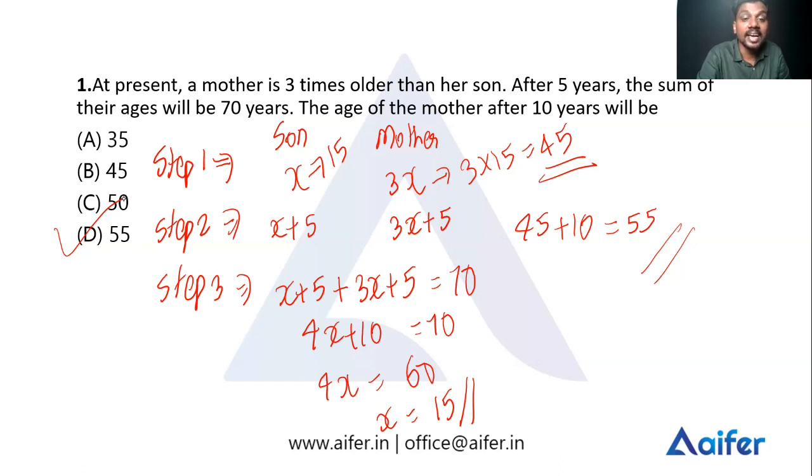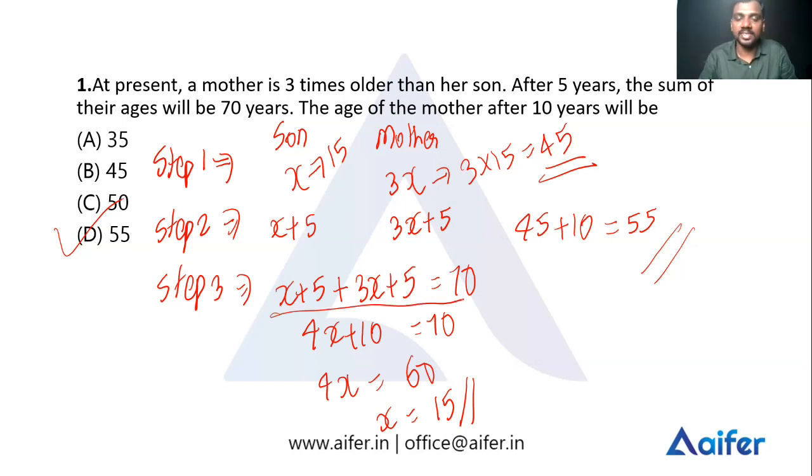And step 3, it's given the sum of their ages is 70. So we have X plus 5 plus 3X plus 5 is equal to 70. Solving that particular equation, we will have X is equal to 15.